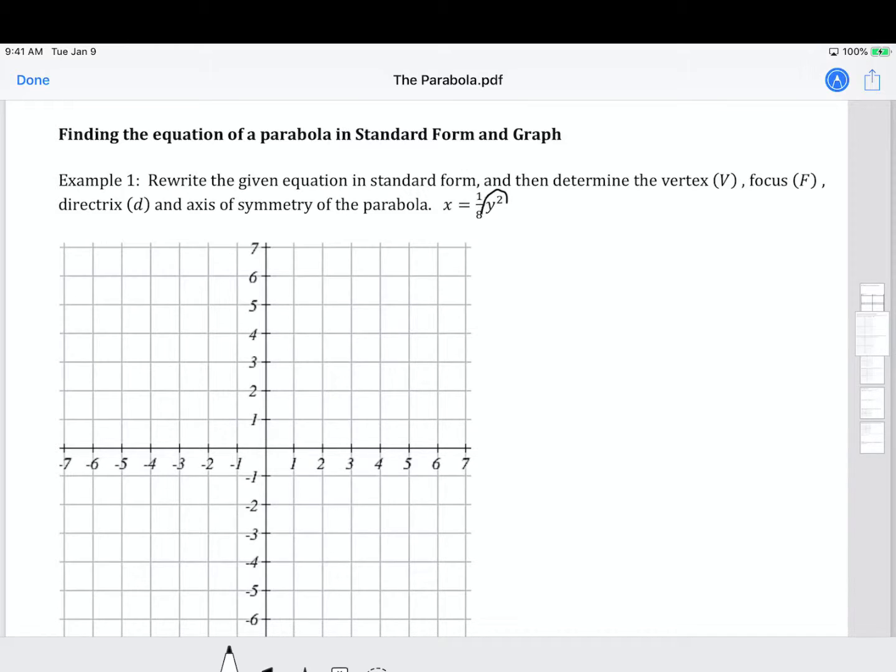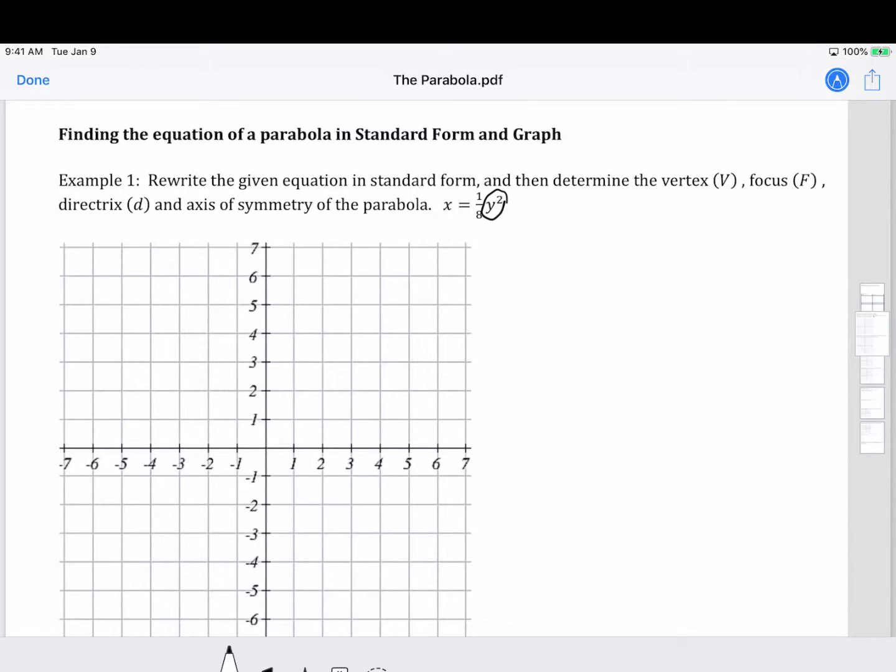Because this is y squared, I know it's going to either open right or open left. Y squared means it's going to open side to side. X squared means it's going to open up and down. That's the one that we're familiar with. If it's an x squared, then it's a quadratic, which means it's a function and it's going to open up or down. If it's a y squared, then it's going to open side to side.